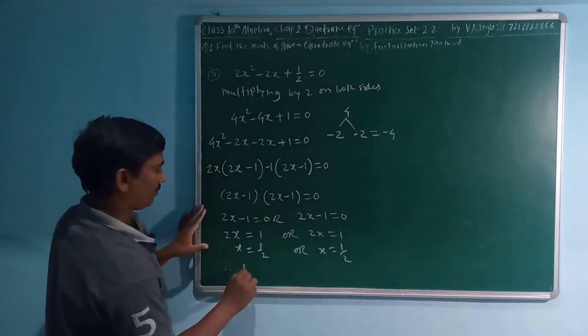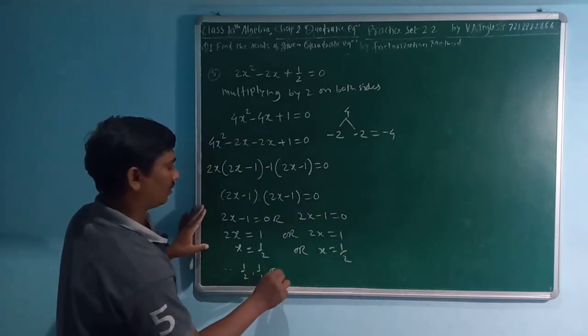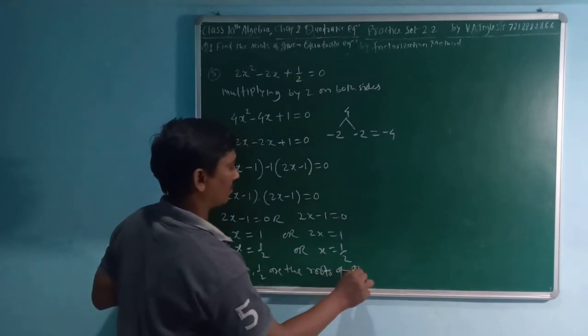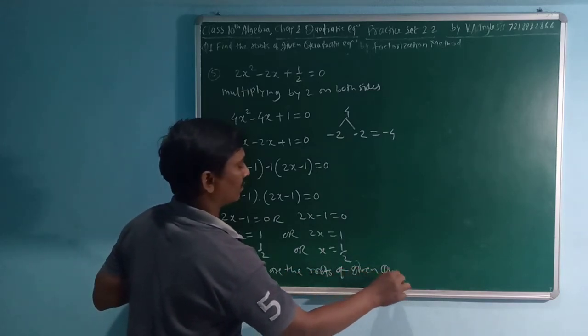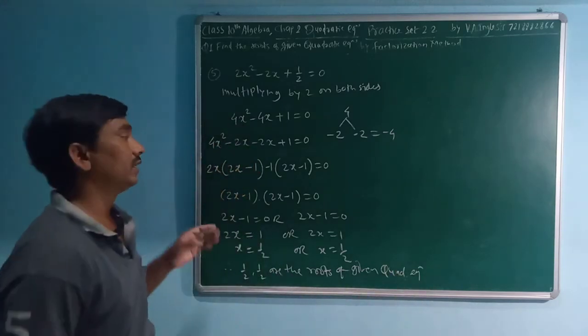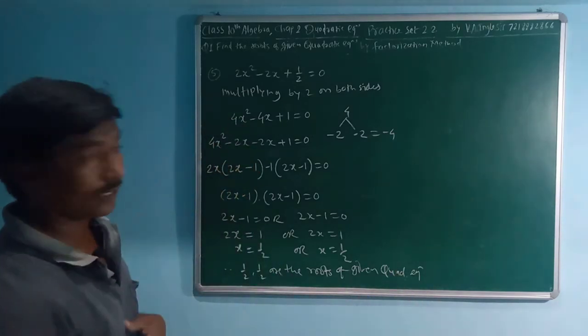Therefore 1 by 2 is the root of the given quadratic equation. Okay, in this way you have to solve the given quadratic equation.